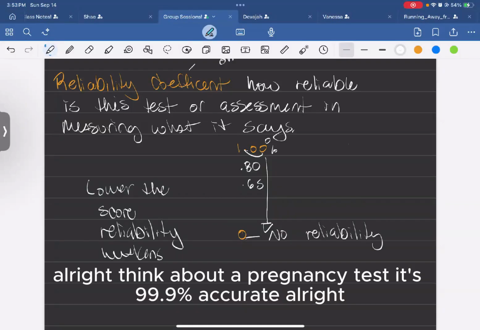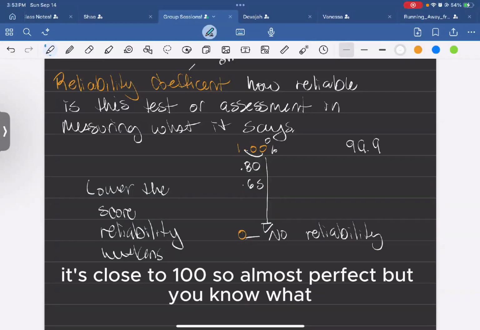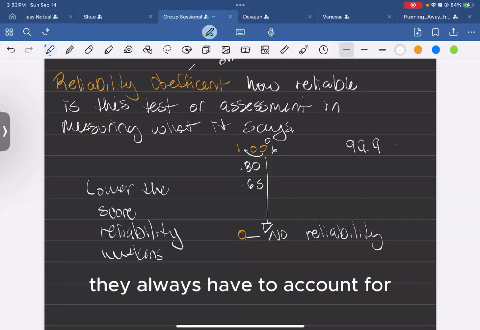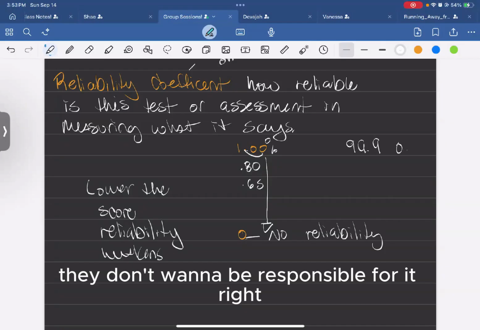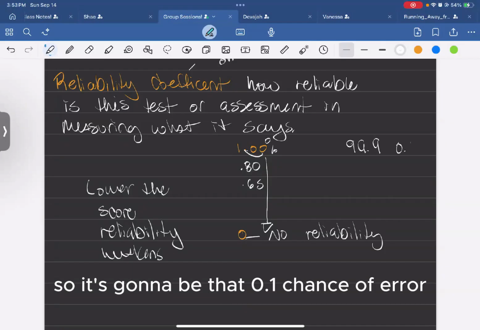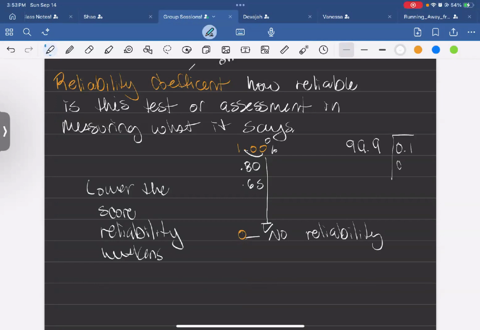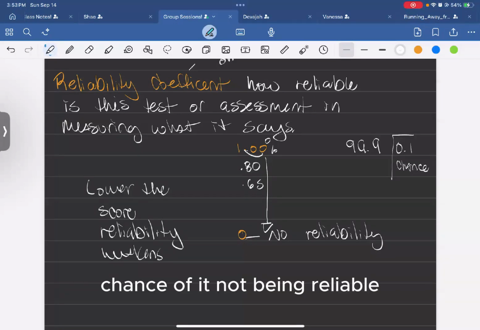All right, think about a pregnancy test. It's 99.9% accurate. It's close to 100, so almost perfect. But you know what? They always have to account for the fact that there's going to be some error there. They don't want to be responsible for it, right? So it's going to be that 0.1 chance of error. Chance of it not being reliable.